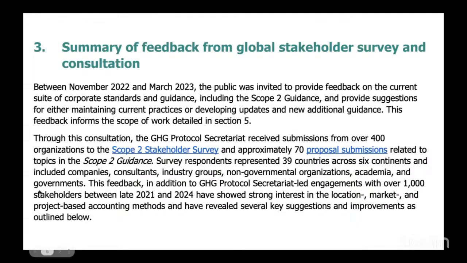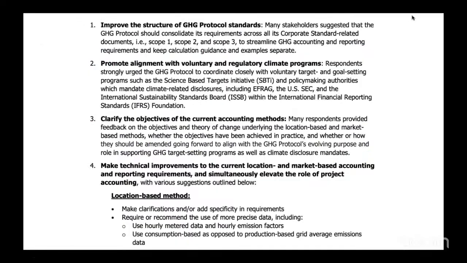This feedback, in addition to GHG Protocol Secretariat-led engagement with over 1,000 stakeholders between late 2021 and 2024, showed strong interest in location, market, and project-based accounting methods and has revealed several key suggestions and improvements as outlined below. So, first, this is about the market and location-based standards. Improve the structure of the GHG Protocol standard. Improve it, they say. Many stakeholders suggest that the GHG Protocol should consolidate its requirements across all its corporate standard related documents.